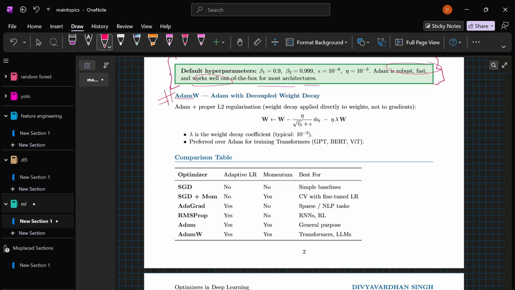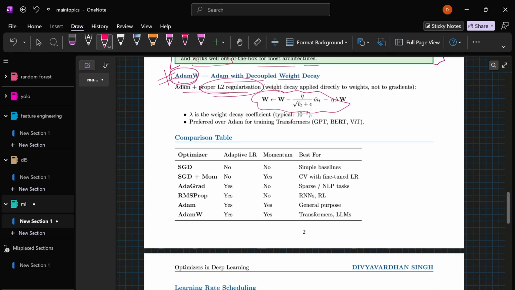Here is a modern version of this also, that is AdamW. AdamW is adaptive with decoupled weight decay. Here's the issue with the regular Adam. The L2 regularization gets tangled up with the adaptive learning rate, so it does not regularize as effectively as it should. AdamW fixes this by applying the weight decay directly to the weights, separating it from the gradient update. This makes the regularization much cleaner and more effective. If you are training transformers, GPT-style models, BERT, ViT, AdamW is the one thing you can go with.